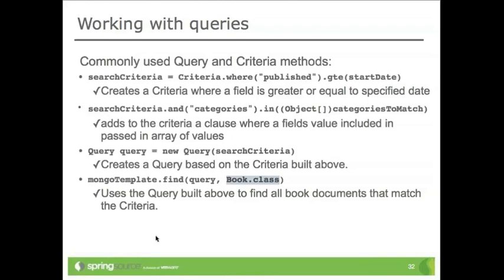So then the Mongo template takes this query, creates a query document out of that, and sends it over to the Mongo database. Mongo will create a cursor against all the book documents that it finds, and then Mongo template will take all those documents and map them into the book class and create a list and hand that back to whoever called this method.